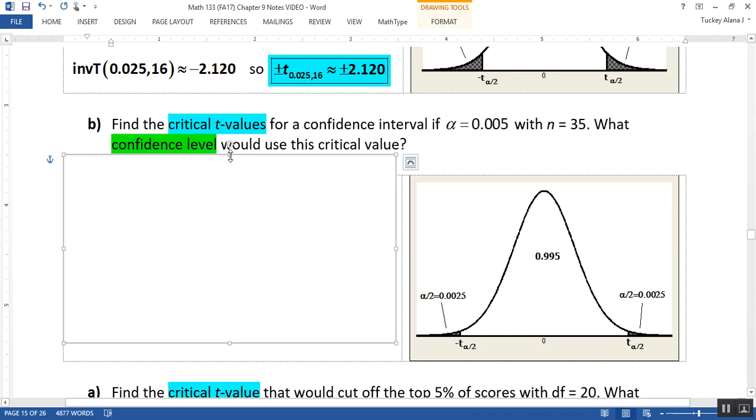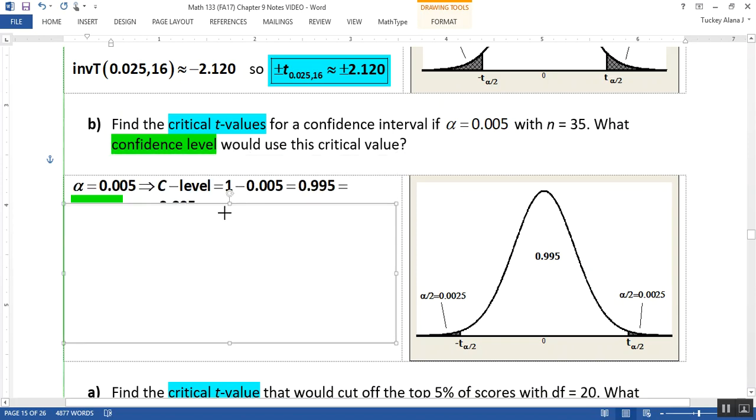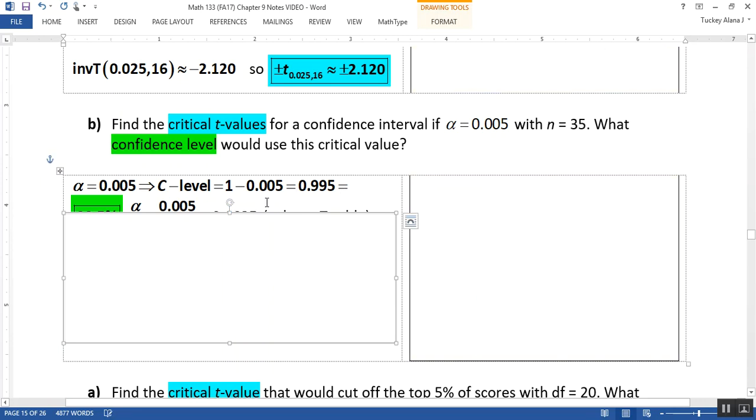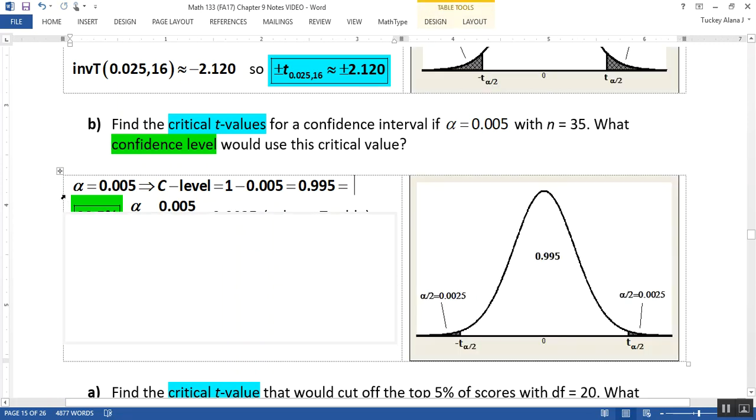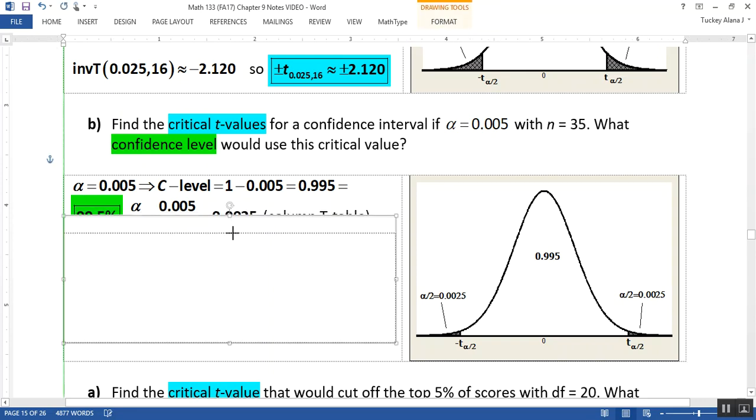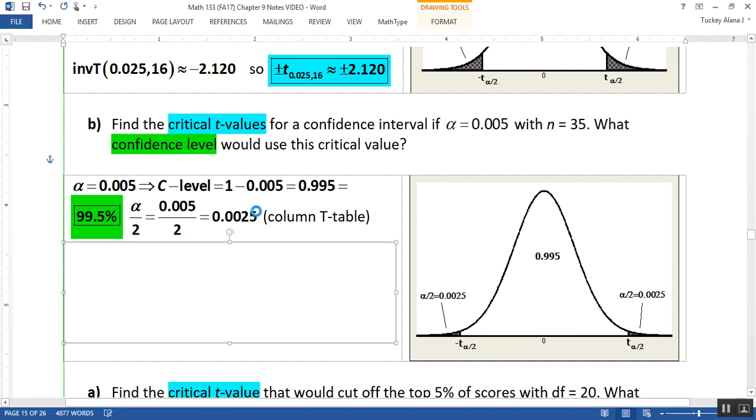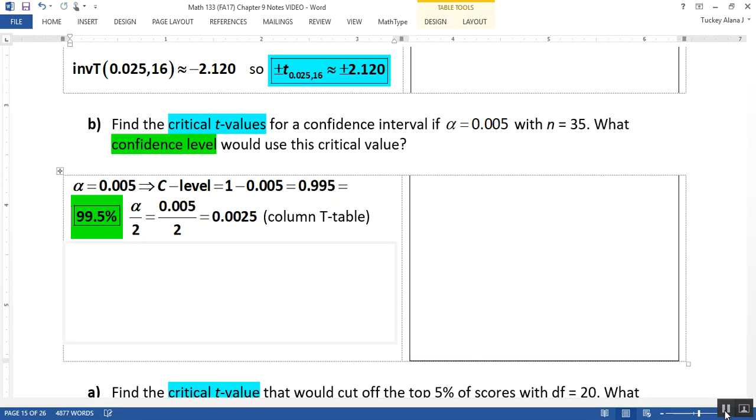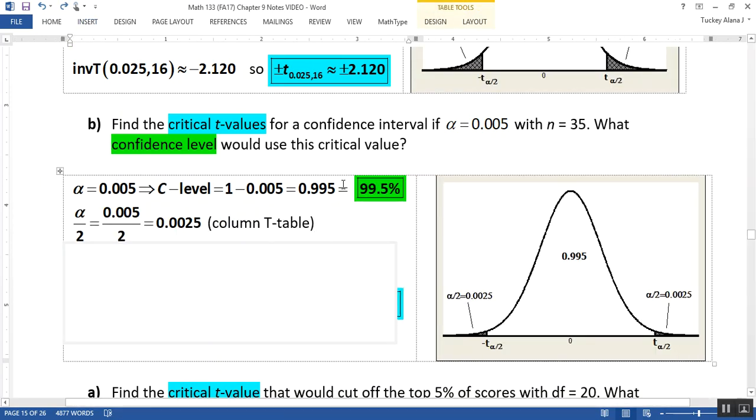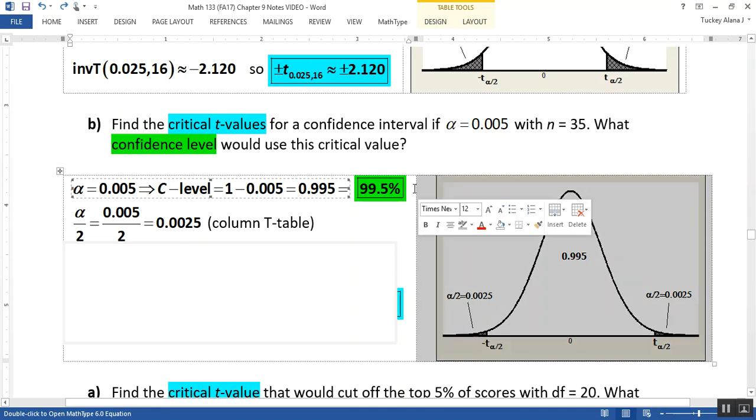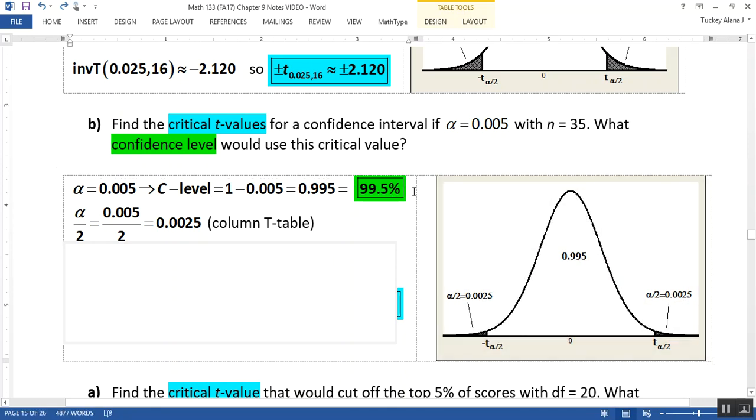Okay, so I know that alpha is 0.005, so I'm going to use that to find my confidence level because they're complements of each other. So my confidence level's got to be 99.5% because that's the complement of 0.005. And then I'm also going to take alpha and divide it in half, and that'll be, first of all, the column that I have to go to in my t-table, but that'll also be alpha over 2. All right, so my confidence level, I've already found the answer to that question, and it was 99.5%. Highlighted in green for you.